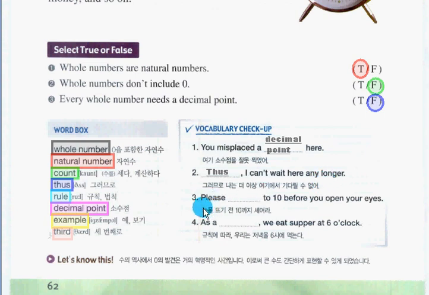Then, number 3, please blank to 10 before you open your eyes. The missing word is count. Please count to 10 before you open your eyes. And last, number 4, as a blank, we eat supper at 6 o'clock. The missing word here is rule. As a rule, we eat supper at 6 o'clock. Good. I hope that you got all the correct answers here.